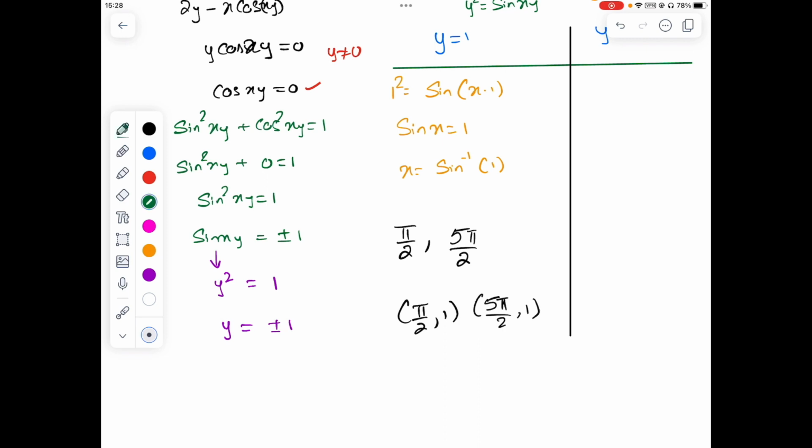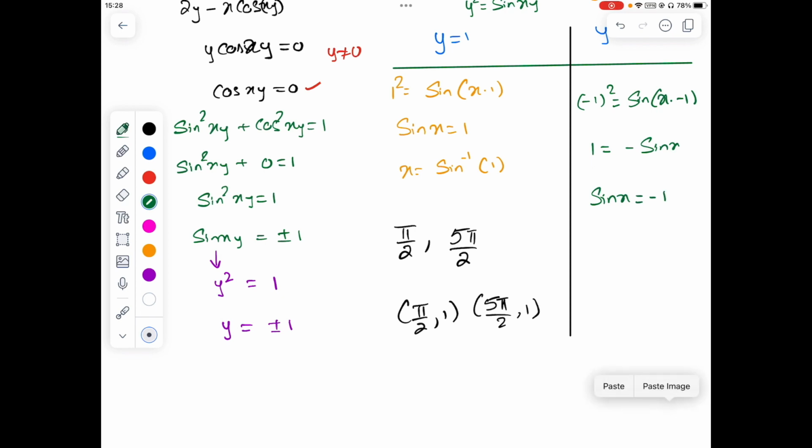Now the next value: y equals negative 1. So negative 1 whole squared equals sine of x times negative 1. So 1 equals minus sine x, so sine x equals negative 1.